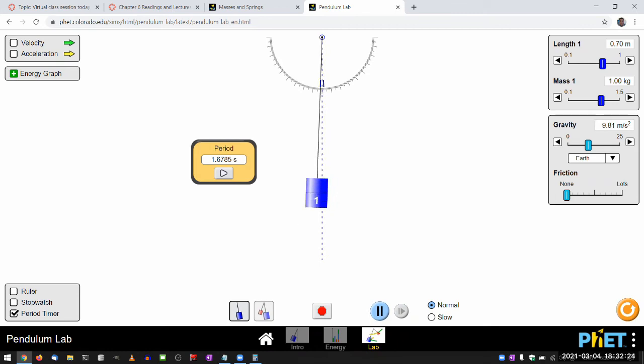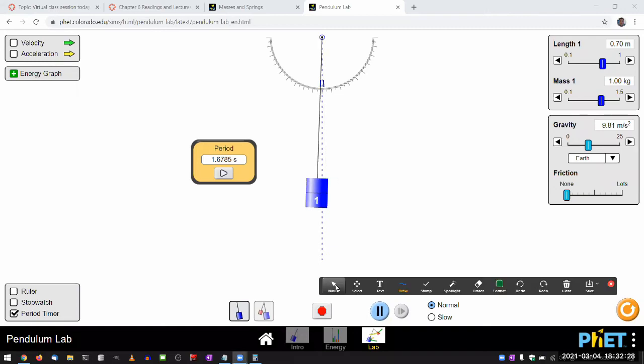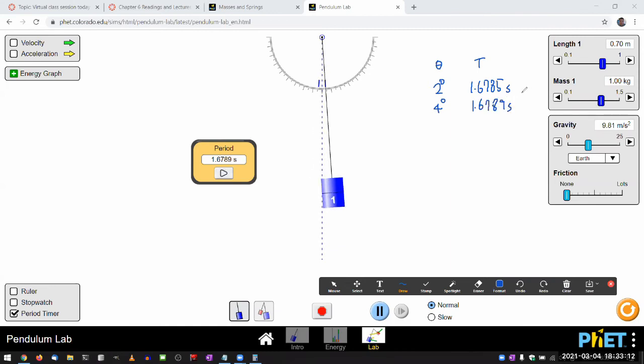Let me write that down somewhere because I'm going to start to forget it if I try to remember it. Let me build a table so that you can see how it changes. This is going to be the angle, the amplitude, and this is going to be the period. I have 1.6785 seconds at 2 degrees. Let me try doubling the amplitude. So instead of 2, let's have it at 4 degrees. And when I measure the period, it's close to this value, but not quite. At 4 degrees, it's 1.6789 seconds.